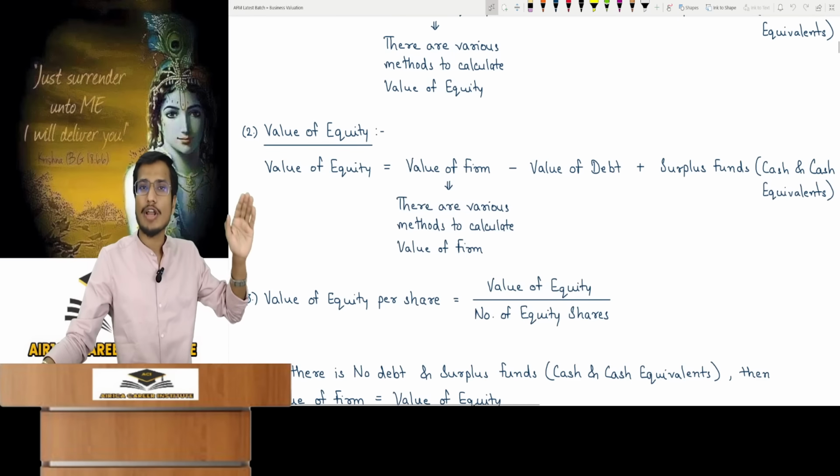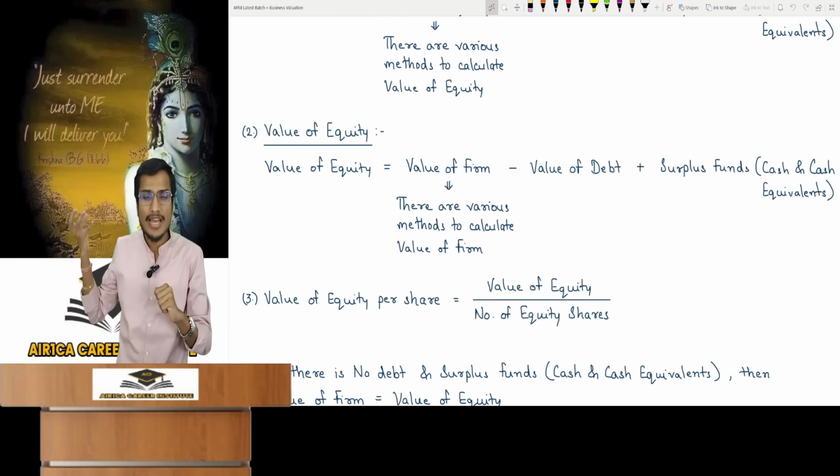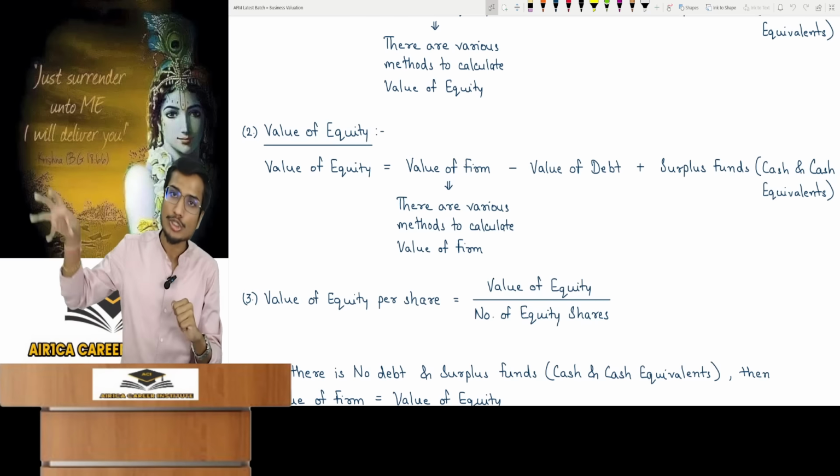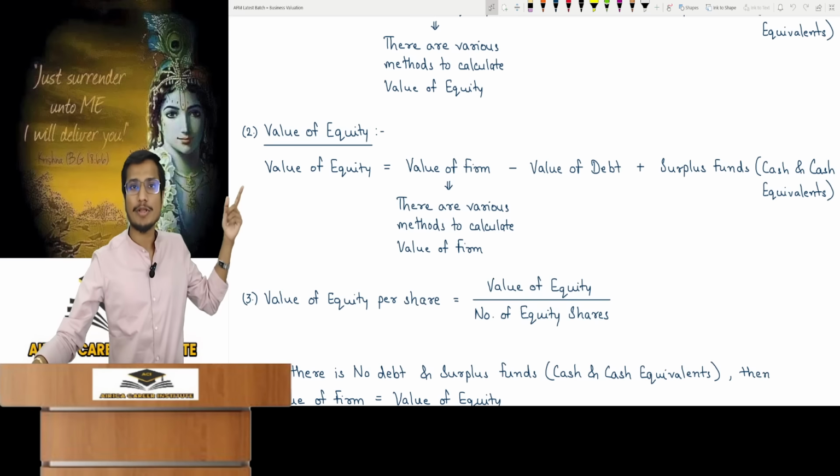Similarly, equity value is firm value minus debt plus surplus. Various methods to calculate the value of the firm, which I will teach in this chapter, directly give the value of the firm. So inputting that data will give you equity value.